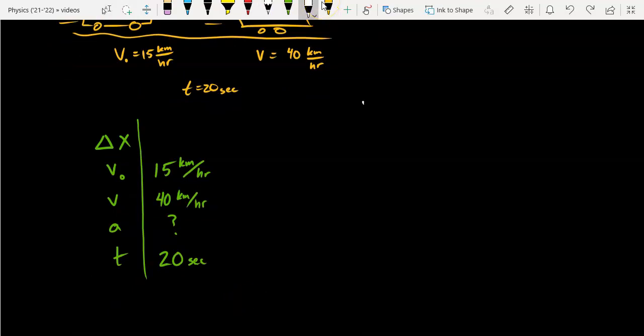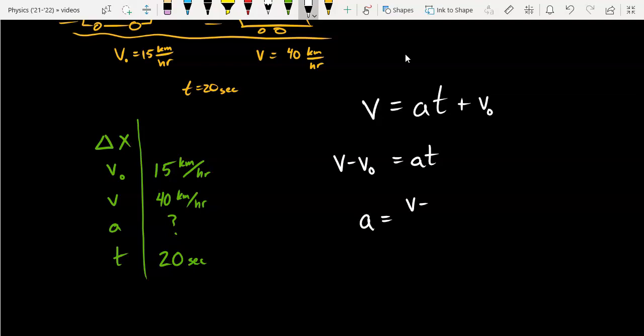Now I start with that equation. I like to solve for the variable first. So I'm going to move around all these variables until I solve for acceleration. So I would subtract initial velocity on both sides. Then I would divide by time to solve for acceleration. And there you have it. Now we can plug in the values that we know.